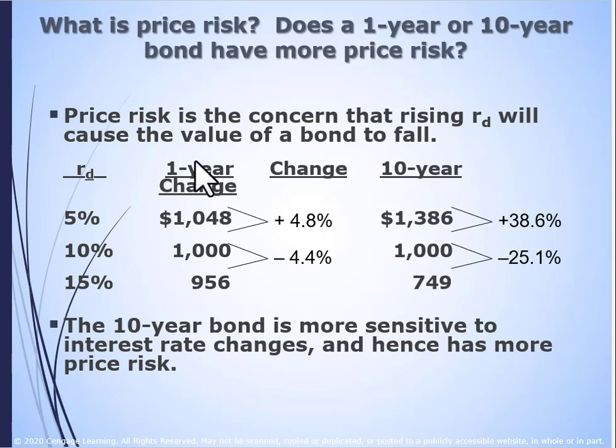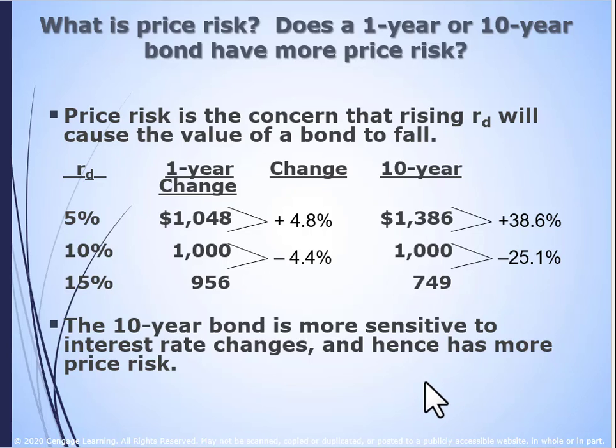Now, what you'll see here is a 1-year change. What about a 10-year bond or a 10-year change? What would happen in 10 years? Well, you can see that for 10 years, the price change is much greater than what 1 year would be. So a 10-year bond is much more sensitive to interest rate changes. Therefore, it has what we refer to as more price risk.